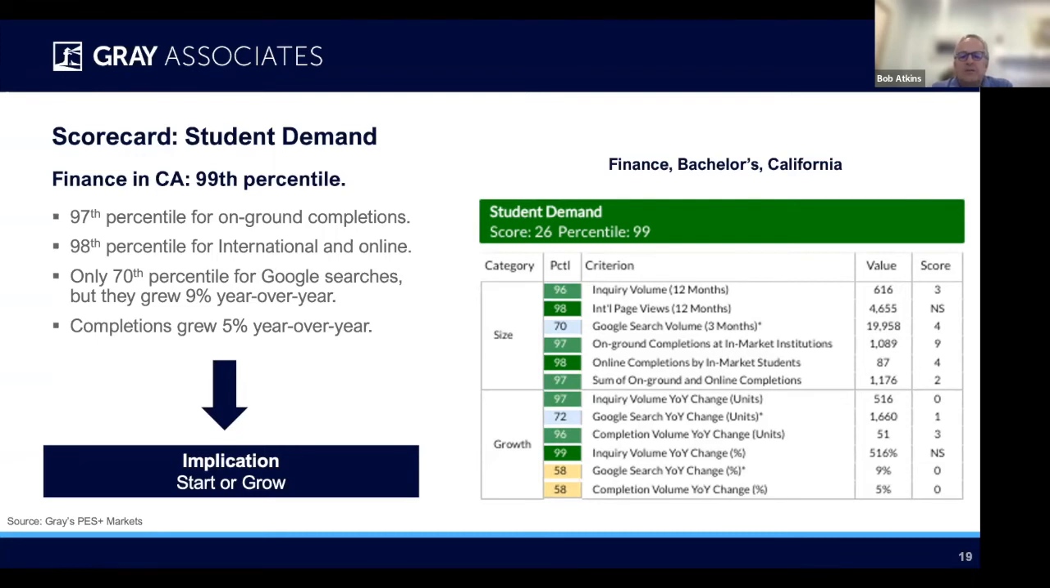And we don't do this for fun, right? So you sit there and look at that and you say, okay, well, so what? And the implication for this, one-dimensional now, it's not an answer, it's just one dimension: the student demand would suggest that there's room to start this program if you don't have it, or to grow it if you do have it.